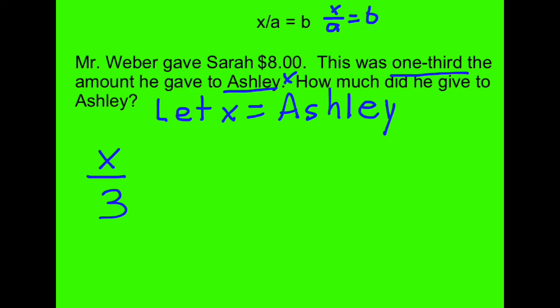Now, when I take Ashley's amount, X, and divide it by 3, I get Sarah's amount. So that's equal to 8. And that's a math equation in the form X divided by some number we'll call A equals some number B. Now, the way you solve that equation, this is a division equation, so you solve it by doing the opposite to what is with the variable. The variable is divide by 3, so the opposite of divide by 3 is to multiply by 3.